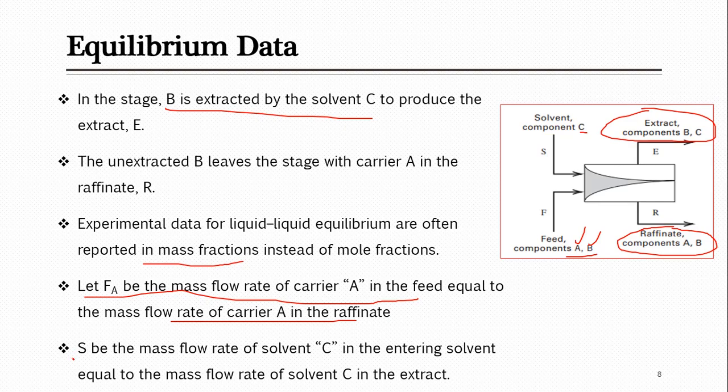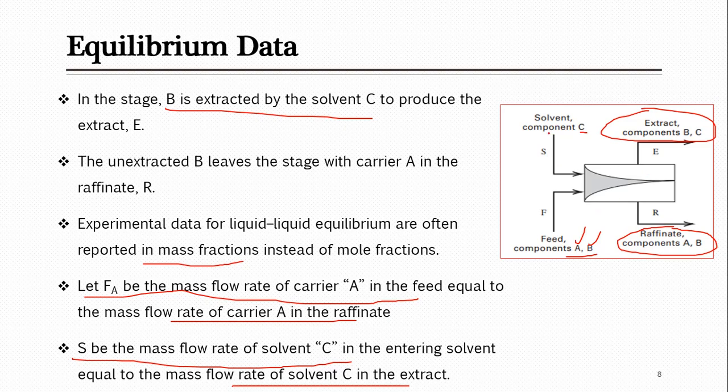So S, we are saying S is the mass flow rate of solvent C. So here this solvent C has mass flow rate represented with S. As this solvent is also not miscible with the other solvent which was present in the feed, which is the carrier, in this case all solvent coming toward this system will be part of the extract. So you can say that its flow rate as it enters the system is equal to its flow rate in the extract phase.